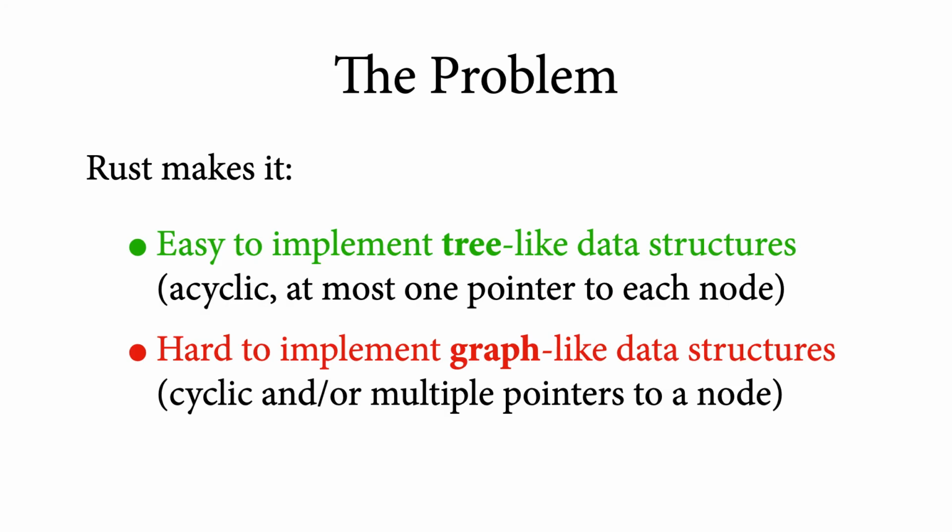The problem that we're tackling in this paper is that although Rust makes it easy to implement tree-like data structures, that is, data structures that are acyclic and where each node has at most one other node pointing to it, Rust makes it hard to implement graph-like data structures, that is, data structures that may contain cycles or where some nodes may have multiple pointers pointing to them. And in the rest of this talk, I'm going to explain to you why this is the case and what we can do about it. But let me start with a little background on Rust.